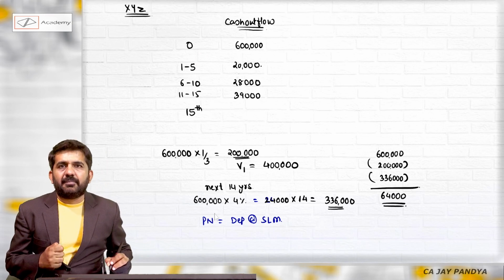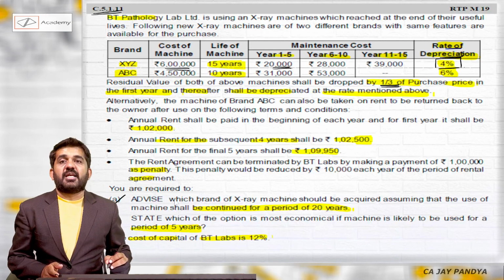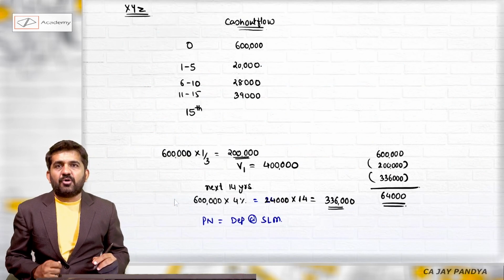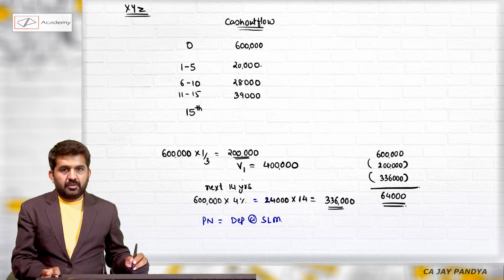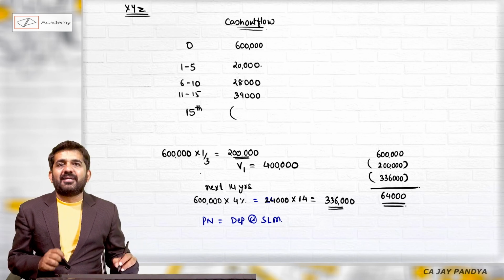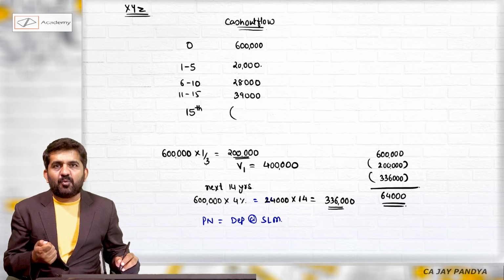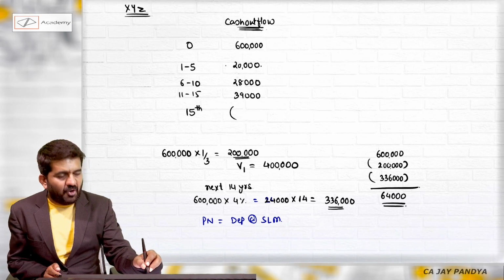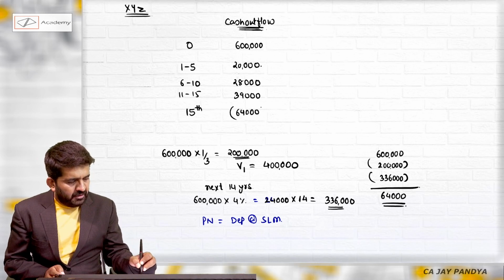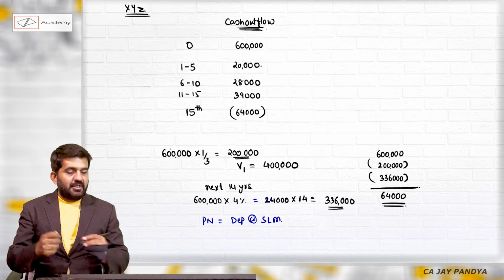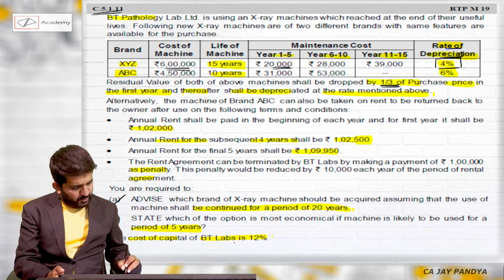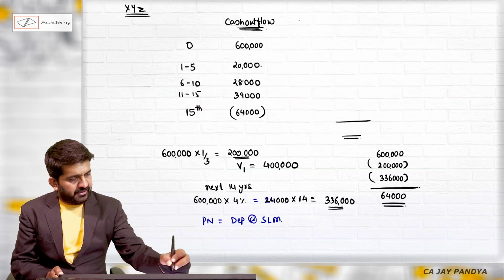The pathology lab will be receiving 64,000 at the end of the 15th year. So at the end of the 15th year, I will be receiving. Why am I writing down a negative figure? Because I have written cash outflow. So any cash inflow will be a negative figure, which will be 64,000. This will be my net cash outflow, but I'll have to find out present value at the rate of 12%.